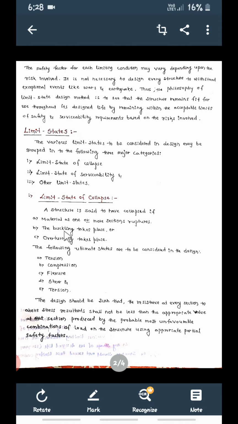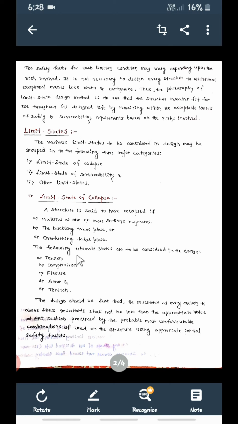Especially if we see columns, we normally classify them as short columns and long columns. Normally the long columns are going to buckle. Buckling is nothing but bending. So when bending takes place, you can say that the structure has collapsed. Then overturning of the structure takes place, and then also you can say that the structure has collapsed. If any of these things happens, we can say that there is a collapse of the structure.